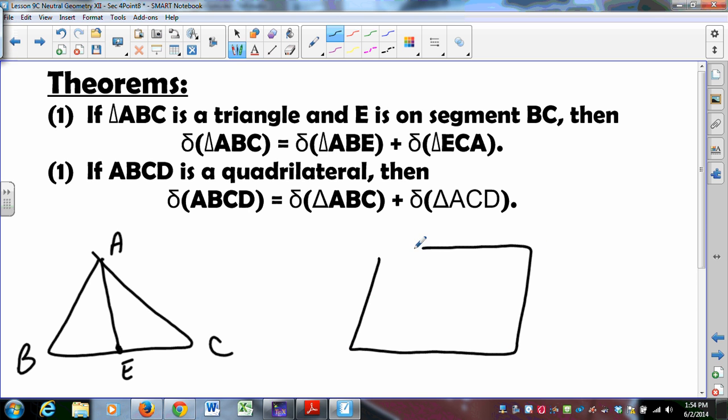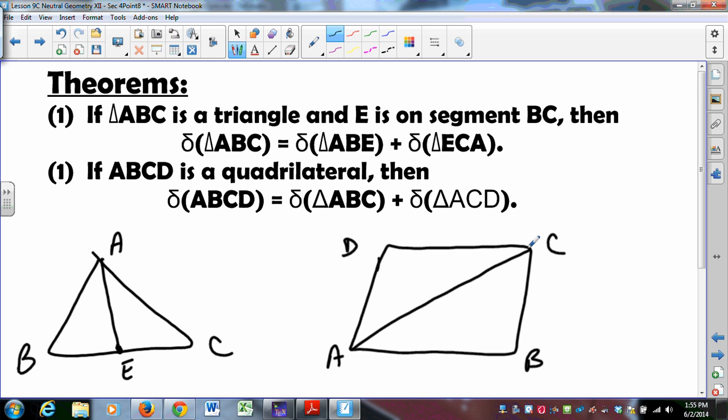Secondly, if ABCD is a quadrilateral, then the defect of triangle ABC should equal the defect of triangle ACD. I don't think it'll be hard for you to prove either of those when we get together.